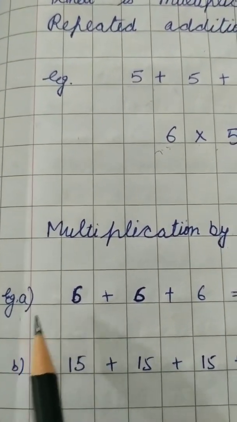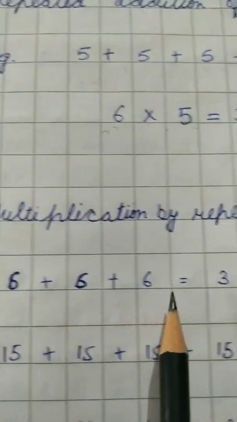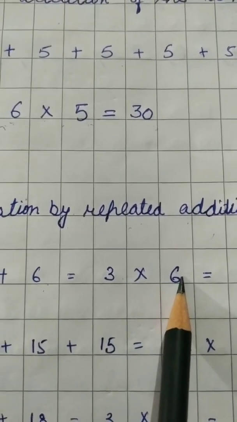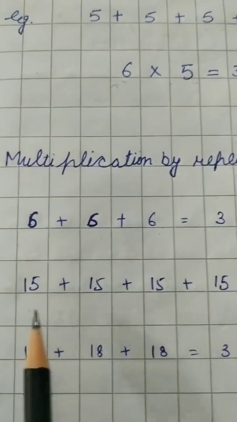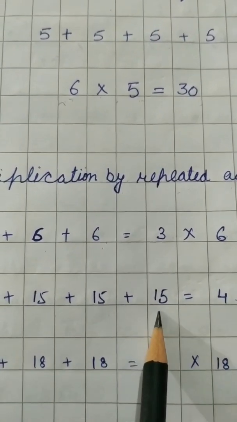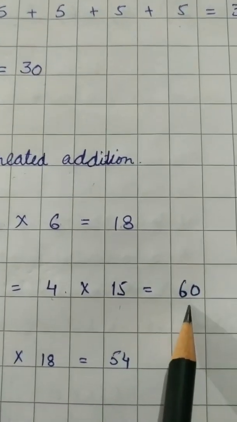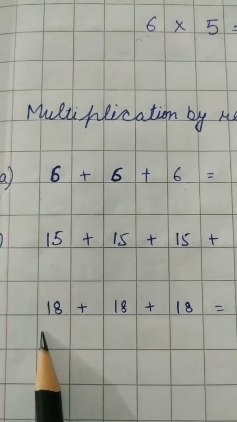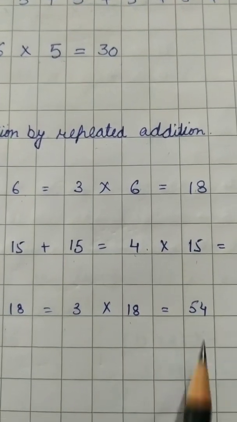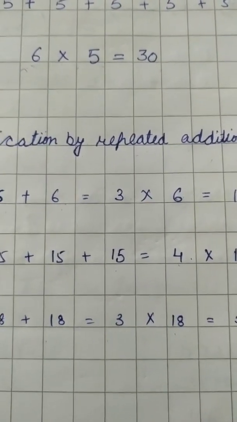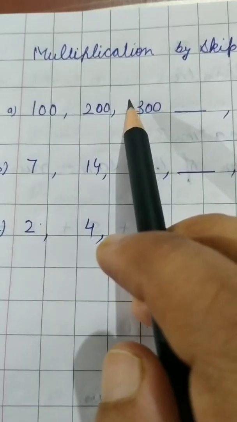Here the first example is 6, 6, 6 means 3 times 6. So 3 times 6 is equal to 6 3s are 18. Now second example is 15 plus 15 plus 15 plus 15 means 4 times 15. 4 times 15 is equal to 60. Then we have 18 plus 18 plus 18, 3 times 18, which is equal to 54. Okay, this kind of question can come in the exam also. So you have to prepare this also.